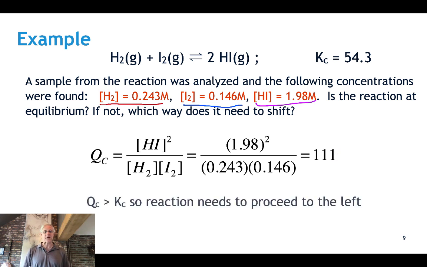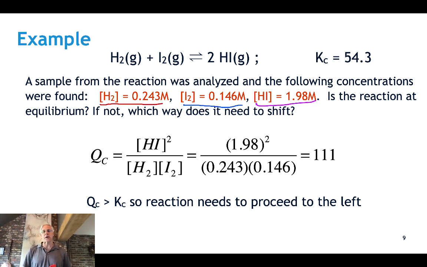So what does that tell us? We see that the Q is greater than the K. If Q is too big, that means I have too much product and not enough reactant. That means that my reaction will still be moving in the reverse direction. That probably means that I started with just HI, or maybe I had a mixture of H2, I2, and HI, and I had more HI than needed to be at equilibrium. So this reaction will proceed to the left.